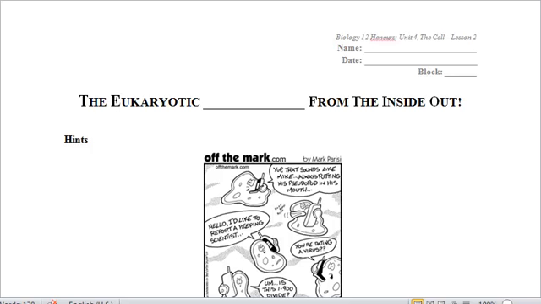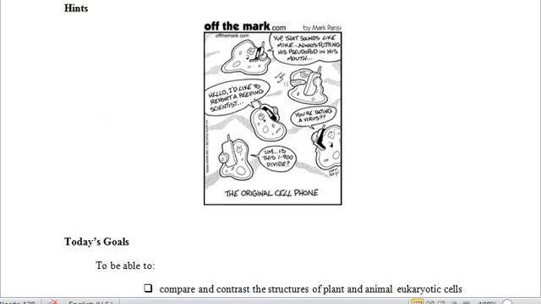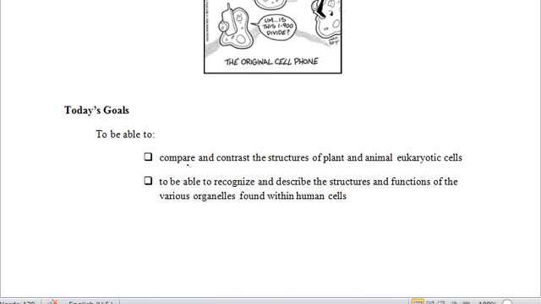Welcome to Unit 4, Lesson 2. Today we're going to be discussing the eukaryotic cell from the inside out. And by the end of this lesson, you should be able to compare and contrast the structures of plant and animal eukaryotic cells, and be able to recognize and describe the structures and functions of various organelles found within human cells.